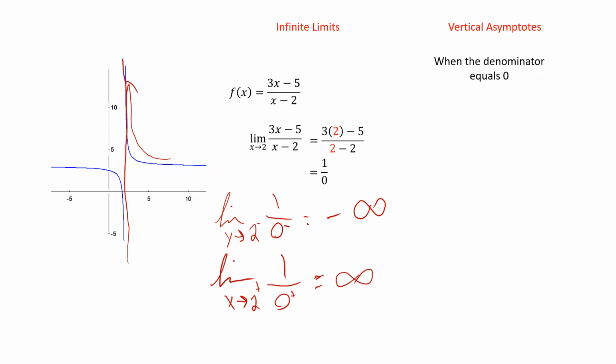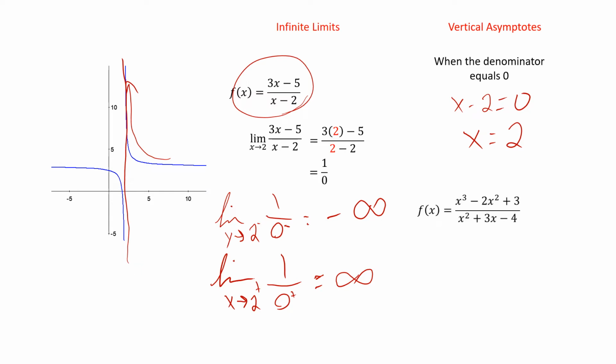In this, and it would be from the function, not the limit. So in this case, we just need x minus 2 to equal 0. We can add 2, so x equals 2. That's the vertical asymptote.